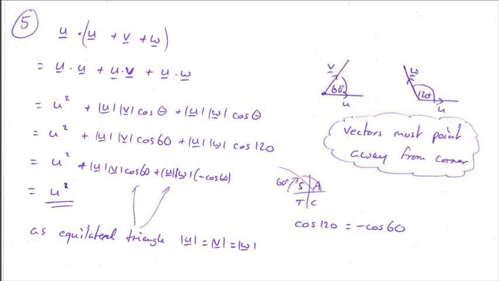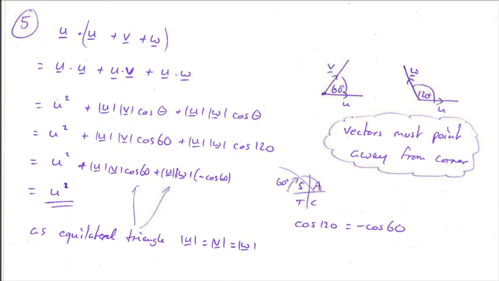So the first thing we need to do is multiply out the bracket. So u dot (u plus v plus w) will be u dot u plus u dot v plus u dot w. So u dot u is u squared, as we should know if we've watched the original videos. U dot v is the magnitude of u multiplied by the magnitude of v multiplied by the cosine of the angle in between vectors u and v.